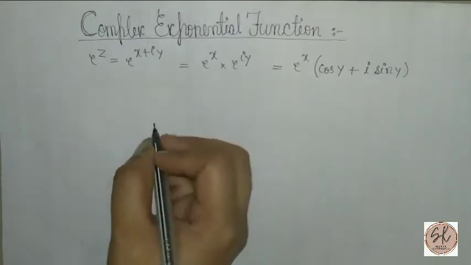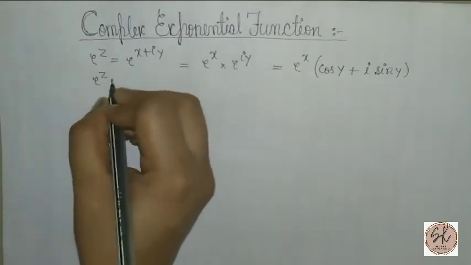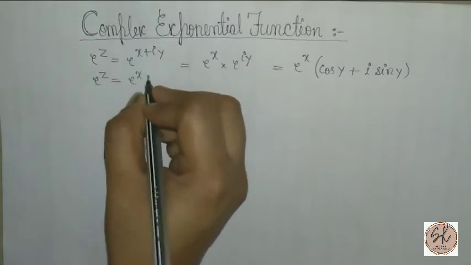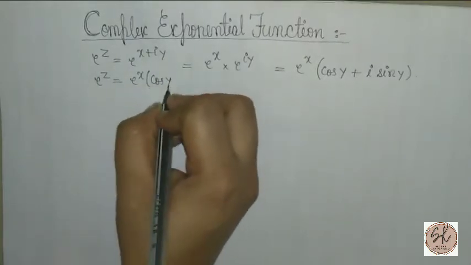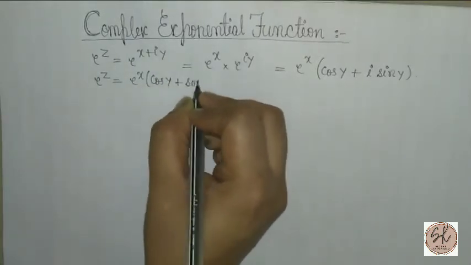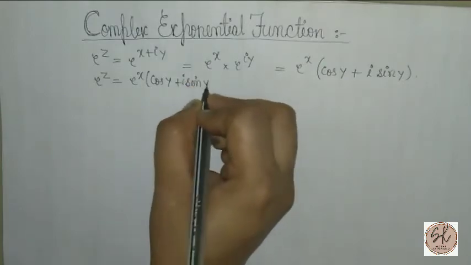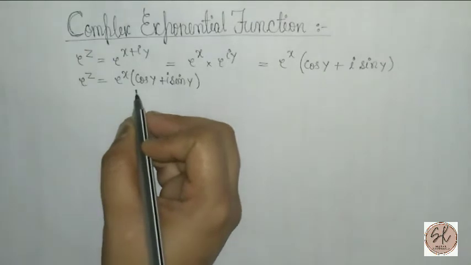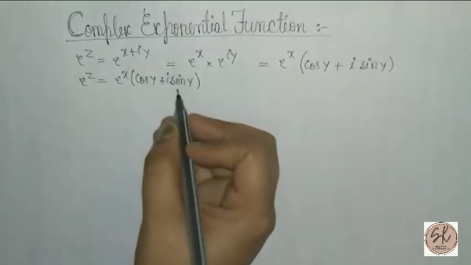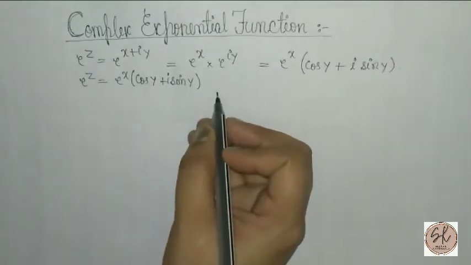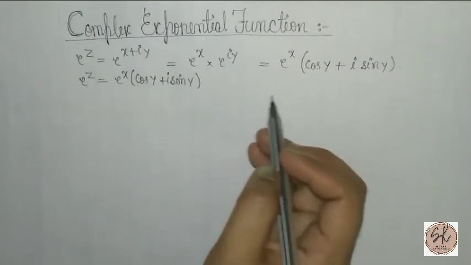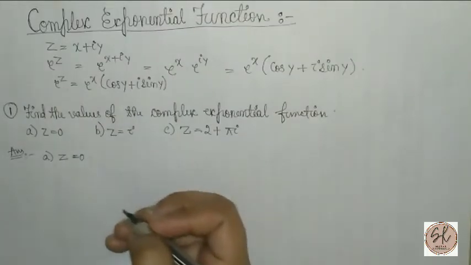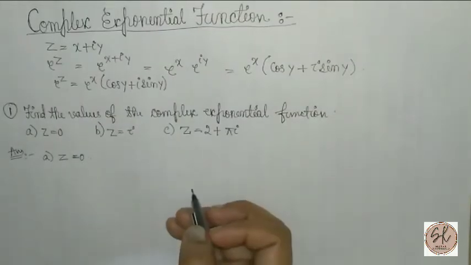So now e^z = e^x (cos y + i sin y). So e^z is equal to e^x whole into (cos y + i sin y). This is called the complex exponential function. Now let us see some questions based upon this topic.